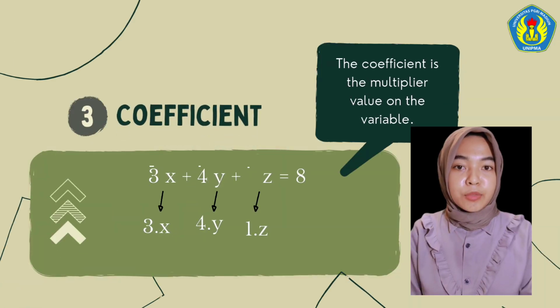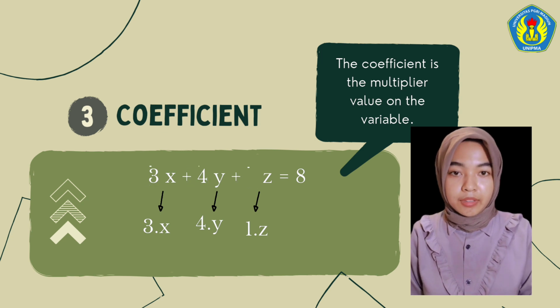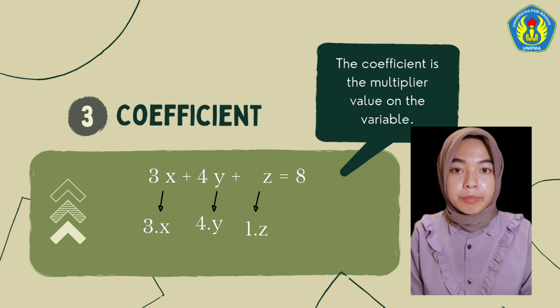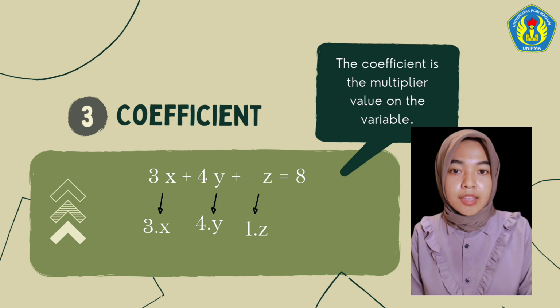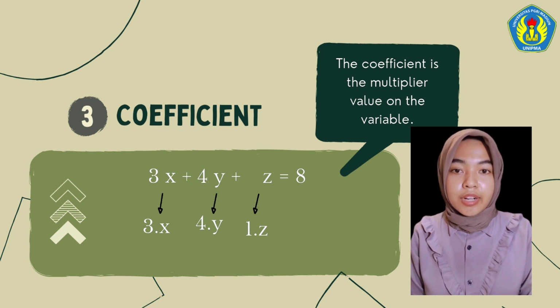The coefficient is the multiplier value on the variable. For example, 3x + 4y + c = 8. In the example, there is a coefficient 3 as the multiplier of variable x, a coefficient 4 as the multiplier of variable y, and a coefficient 1 as the multiplier of variable c. If the coefficient is 1, it is usually not written.